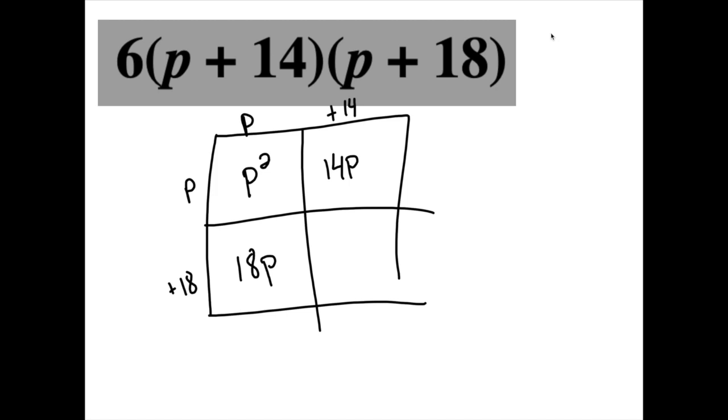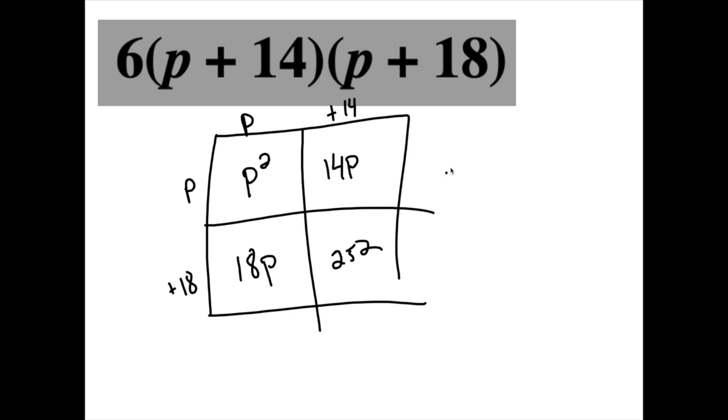And then lastly, 14 and 18. For 14 and 18, you may need a calculator to help you. No judgment. It is 252.